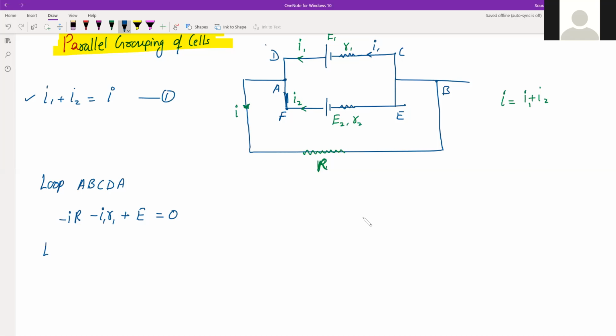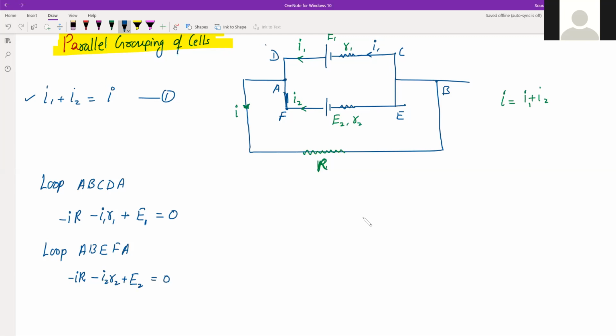And then the second loop, that is loop A, B, E, F, A. Again you will have the same thing, that is minus IR minus I2R2 plus E2 is equal to 0. Okay, now how are we going to find the equivalent EMF of the two cells? That's what we have to do.